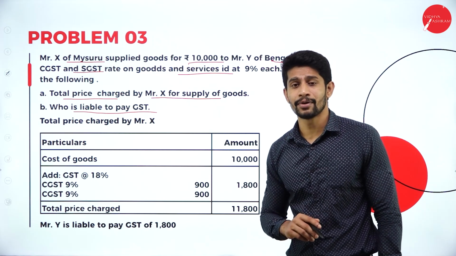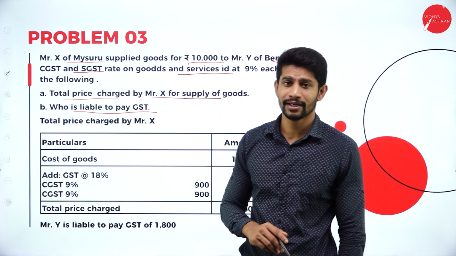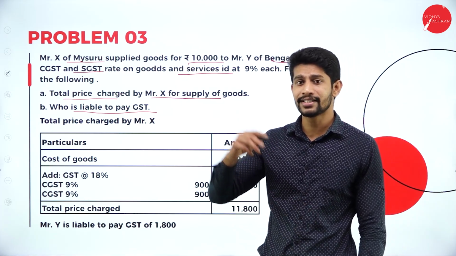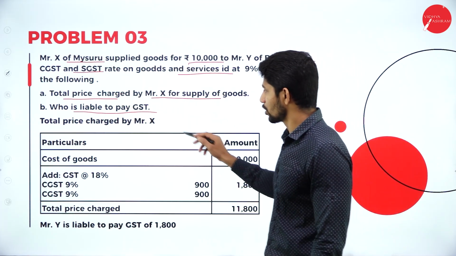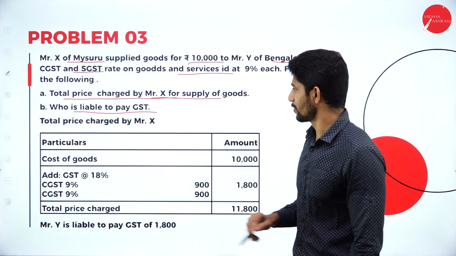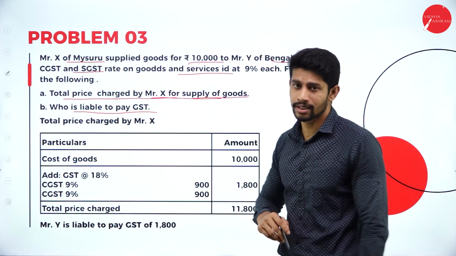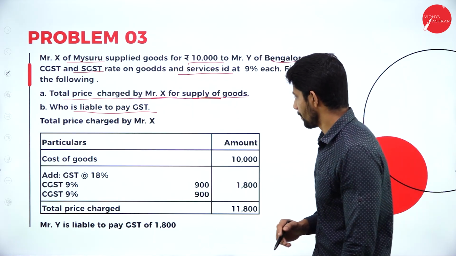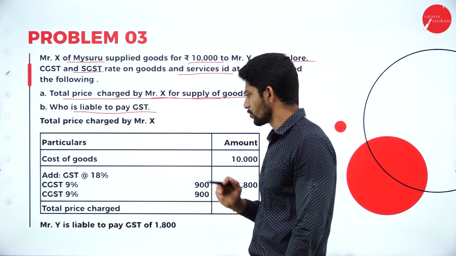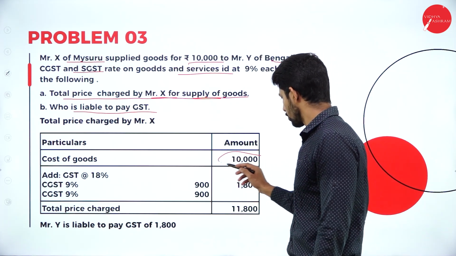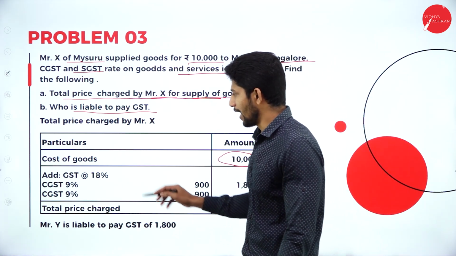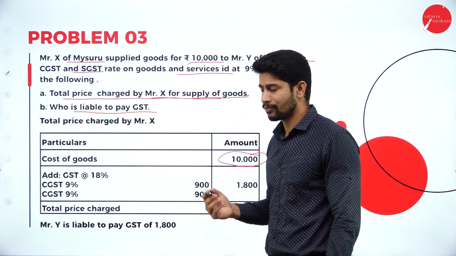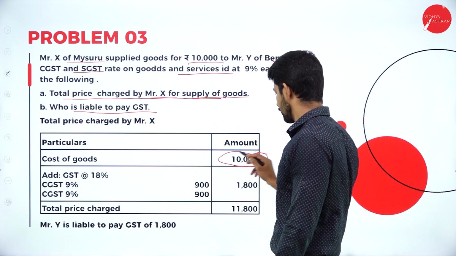So here who is liable to pay GST, whether Mr. X or Mr. Y? Obviously Mr. Y, because Mr. Y is the buyer of the product and he is liable to pay GST. And the total amount charged by Mr. X on Mr. Y purchase. So same format, particulars, amount, cost of goods. So what is the cost of goods? Your cost of goods is 10,000 and the discount is not mentioned here and we are not considering the discount here. Directly compute GST on cost of the goods.